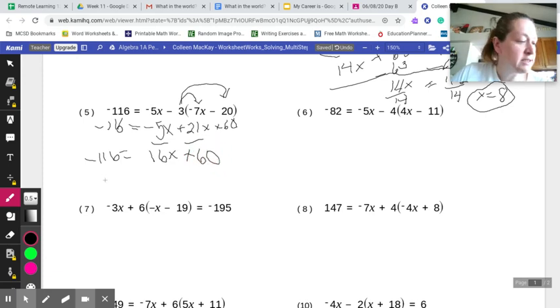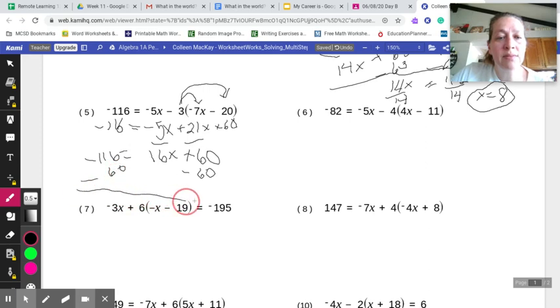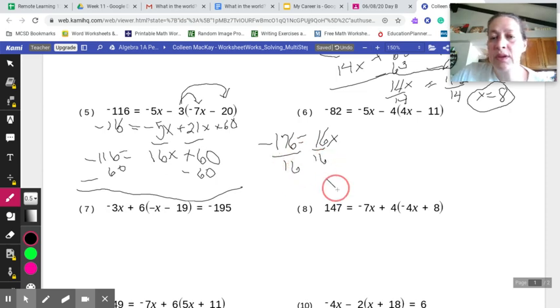Okay, now I'm going to subtract 60 from both sides. Ooh, I'm going to move it over here. Okay, and that's going to give me negative 176 equals 16x. Okay, and divide both sides by 16. And that is negative 11. And if you want, you can write it x equals negative 11 instead of negative 11 equals x.